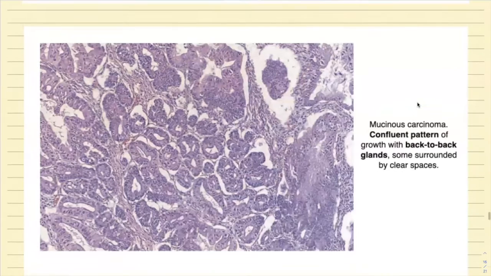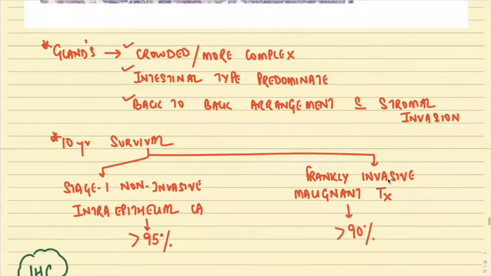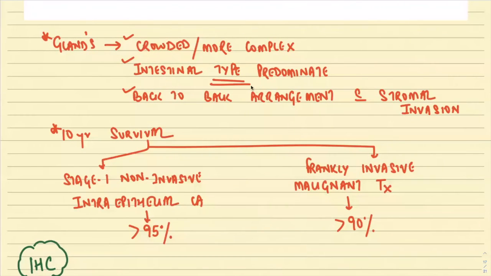Coming to the mucinous carcinoma, very importantly, you will see the invasion of the stroma. How are we saying there is invasion of the stroma? Because you are seeing the confluent pattern of growth with back-to-back glands. Anywhere where the gland is back-to-back with no intervening stroma, I tell you that that means there is an invasion of the stroma. Malignancy. So glands are crowded, more complex, intestinal type predominant with back-to-back arrangement with stromal invasion.